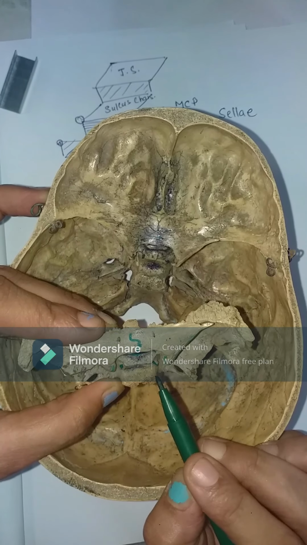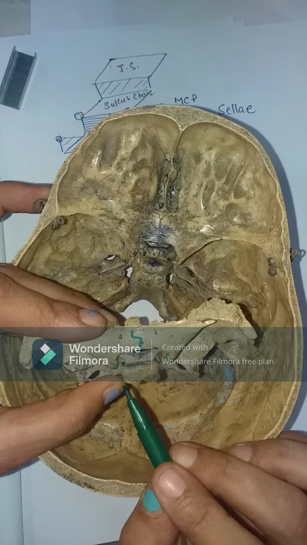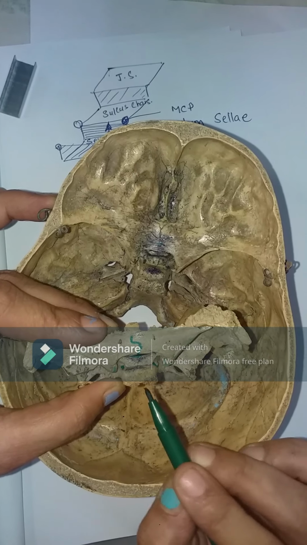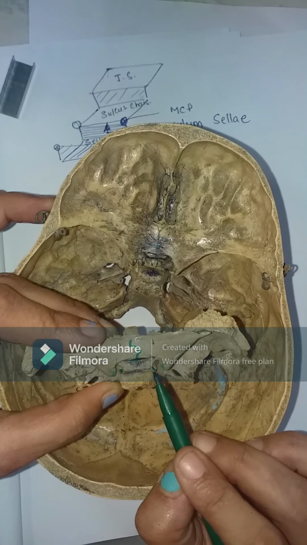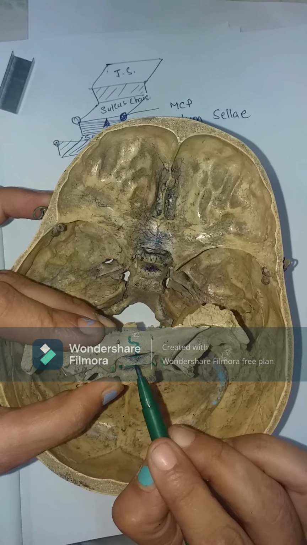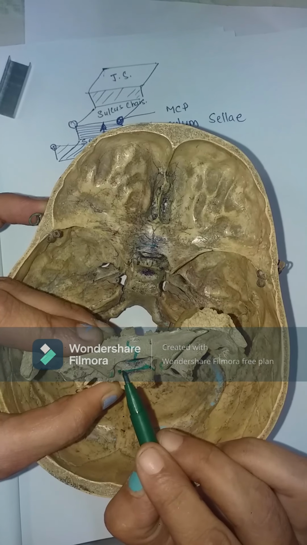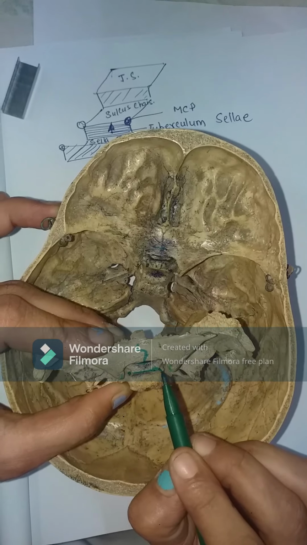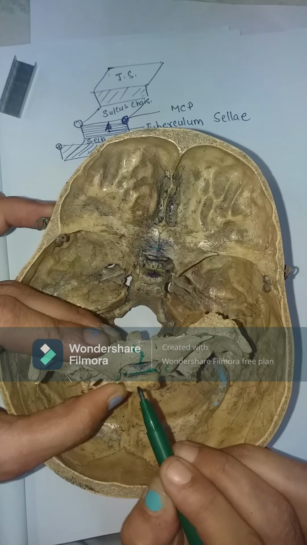So you may be asked that among anterior clinoid processes, posterior clinoid processes and middle clinoid processes, which one is inconstant? This is the one which is inconstant. So tuberculum sellae, I mark it with the beautiful green color, and these are the middle clinoid processes on either side. They mark the anterior structures of the sella turcica.